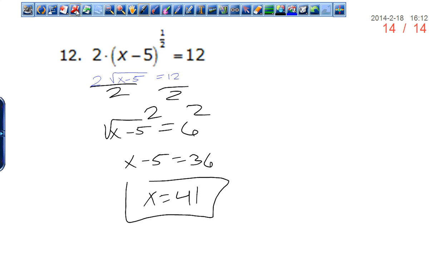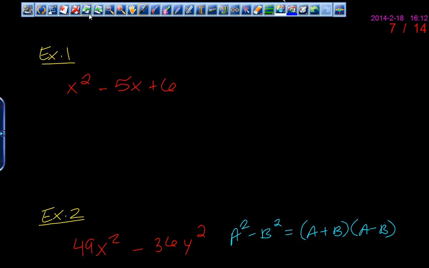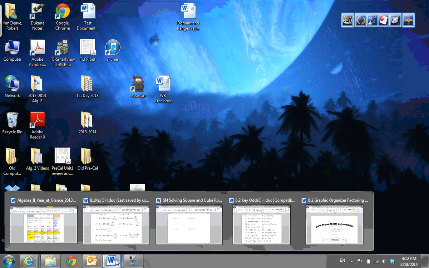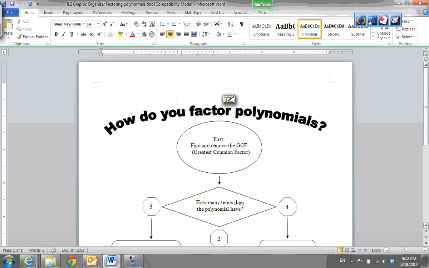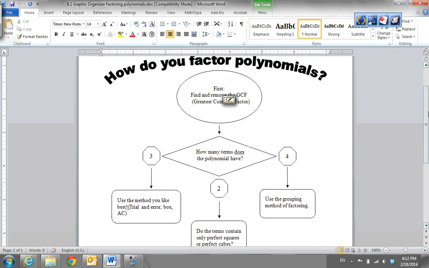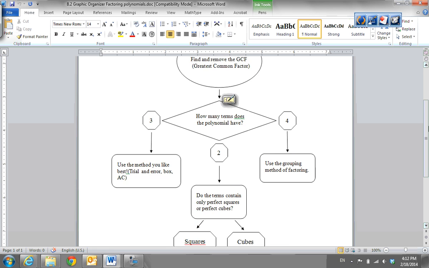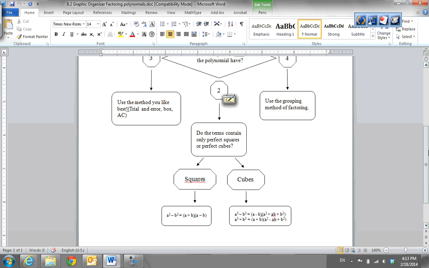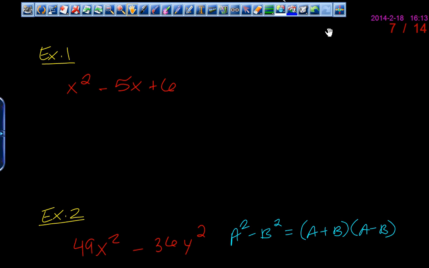All right, boys and girls, let's talk about factoring. Got a lot of factoring stuff we need to get through. Hopefully you have the little flow chart, the graphic organizer, I should say. Anyway, that is really helpful and beneficial on being able to factor correctly. I got those formulas down at the bottom. That's pretty useful. All right, let's go and get started.